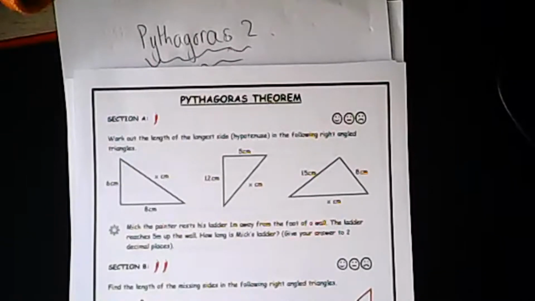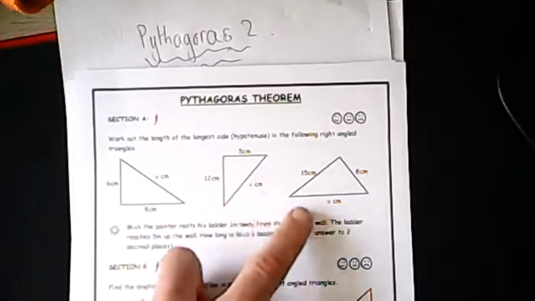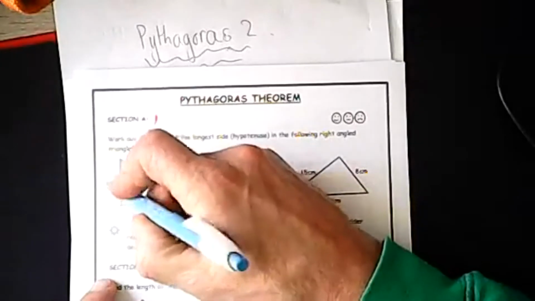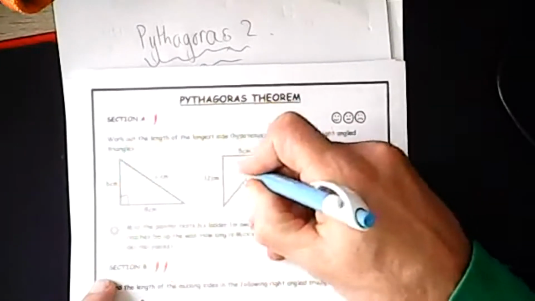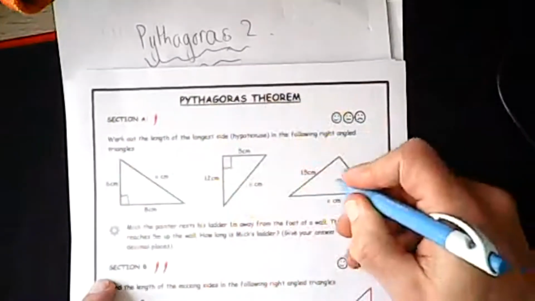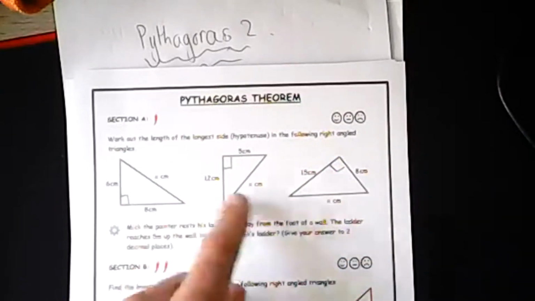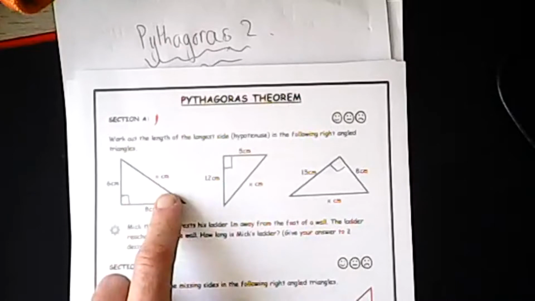So that everyone can understand what's going on, let's have a look at the first section here. Now these are all kind of in common. One thing I don't like about this worksheet is they haven't put the right angle on all the time, but I'm going to put the right angle on for you. I'm not going to do all of these, but let's take the first one.